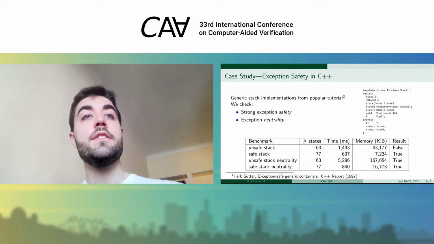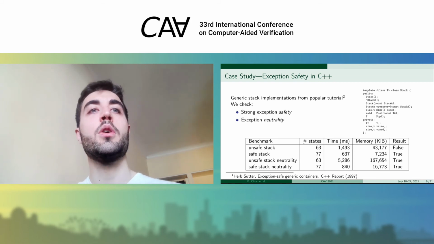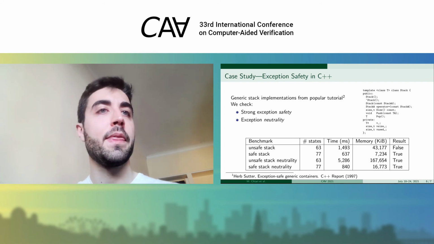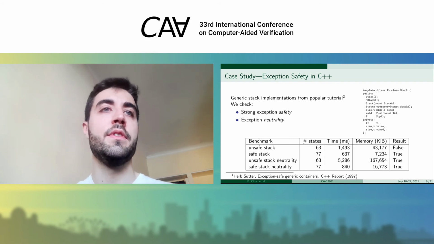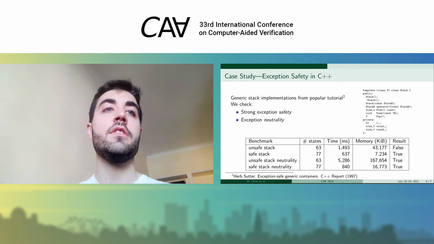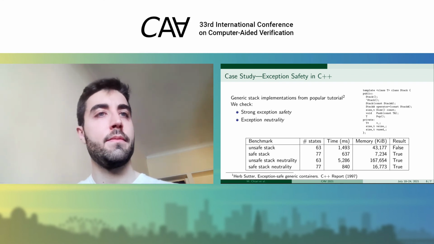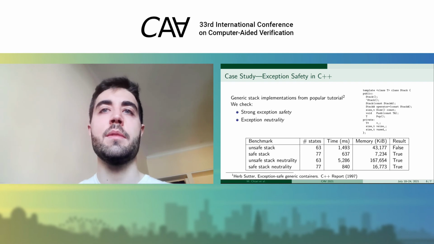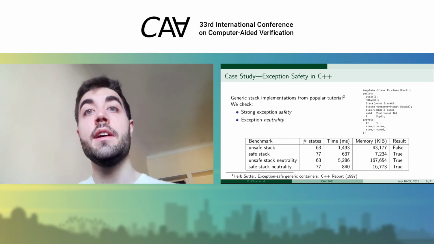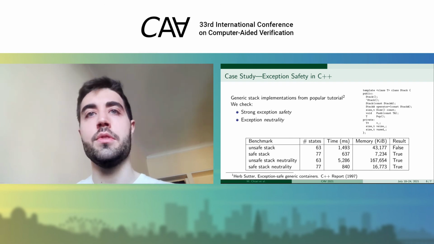A container is exception neutral if exceptions thrown by elements are propagated outside of the operations of the container. We modeled two implementations of a generic stack and successfully proved that one of them is exception safe and the other one is not. Also, both of them are exception neutral. And as you can see, we did both things also in quite a short amount of time.